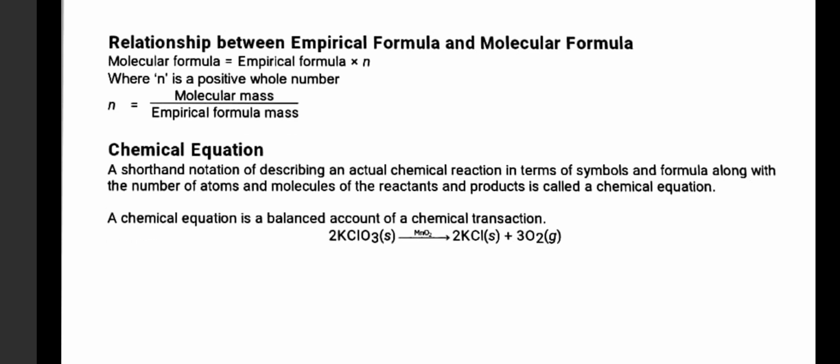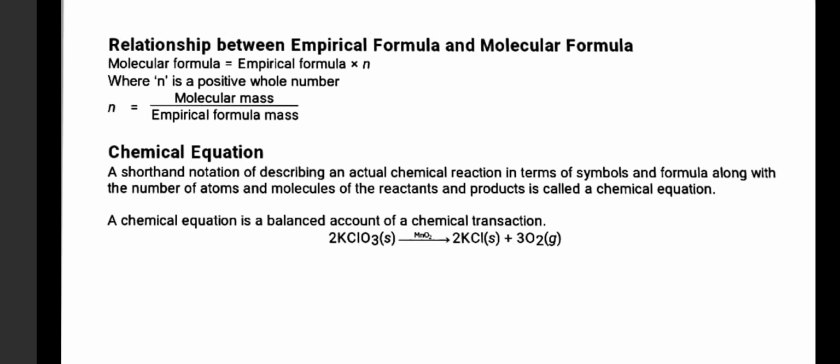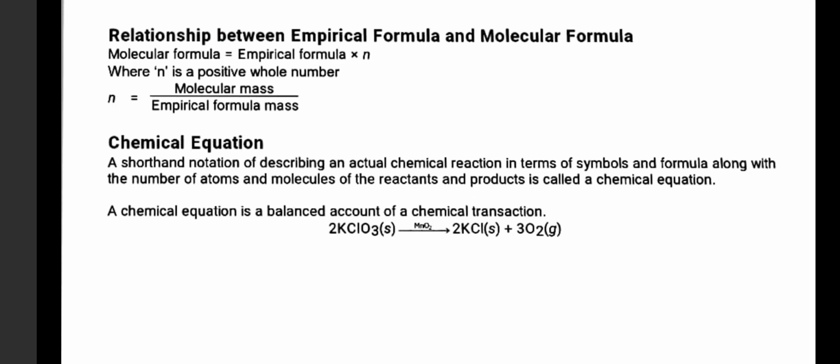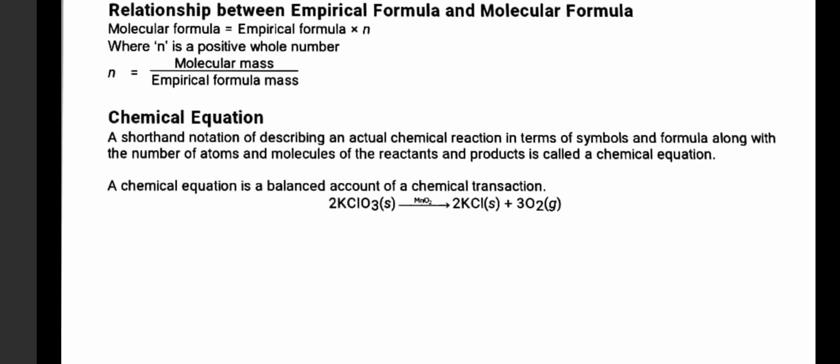Now chemical equation. A shorthand notation describing an actual chemical reaction in terms of symbols and formulas, along with the number of atoms or molecules of reactants and products, is called a chemical equation. So you can see a chemical equation over there.